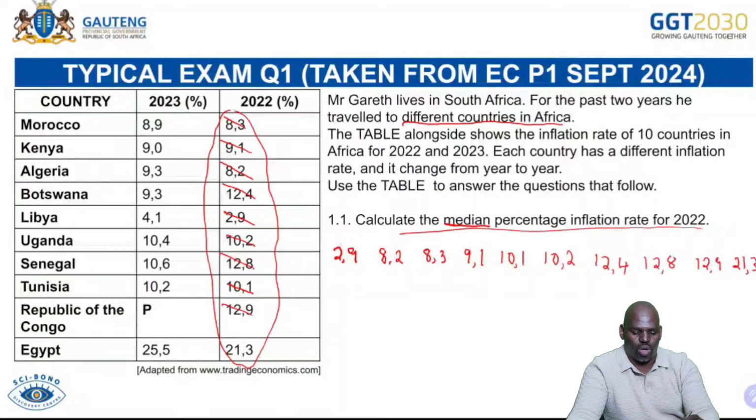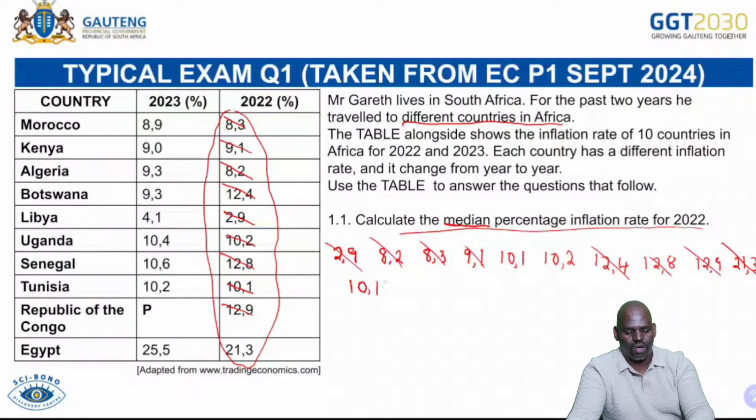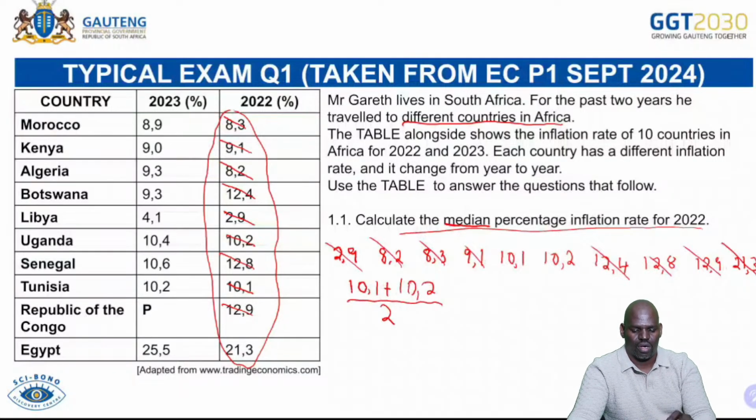It's up to you how you count it. If I cancel 1 on this side, I cancel 1 on the other side. This side, this side, this side, this side. But if I have to cancel this one and this one, I won't have anything. So it means these are the middle numbers. But we don't say the answer is 10.1 and 10.2. What do we do? We take 10.1, we add it to 10.2, and then we say all over 2.